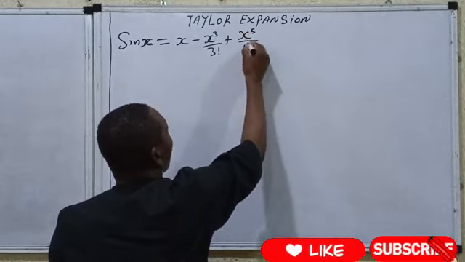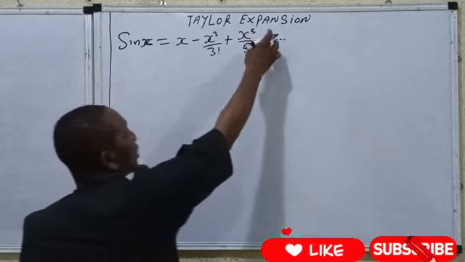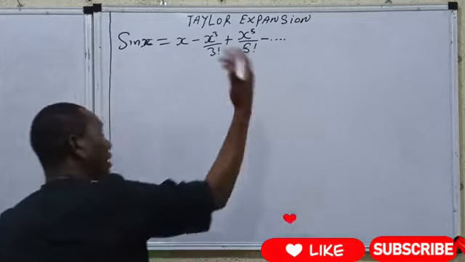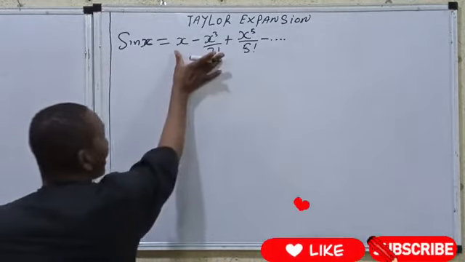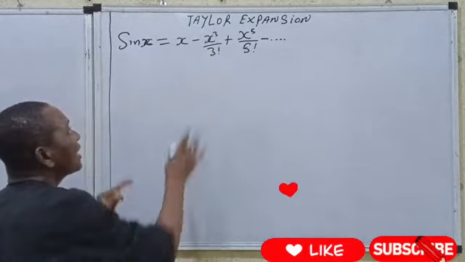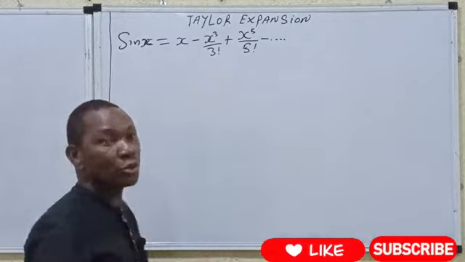So the next one will become negative. It continues like that. The next one will be x to the power 7 all over 7 factorial, and so on. There's no need, you can just end here. This is very simple. You can use it to solve problems.